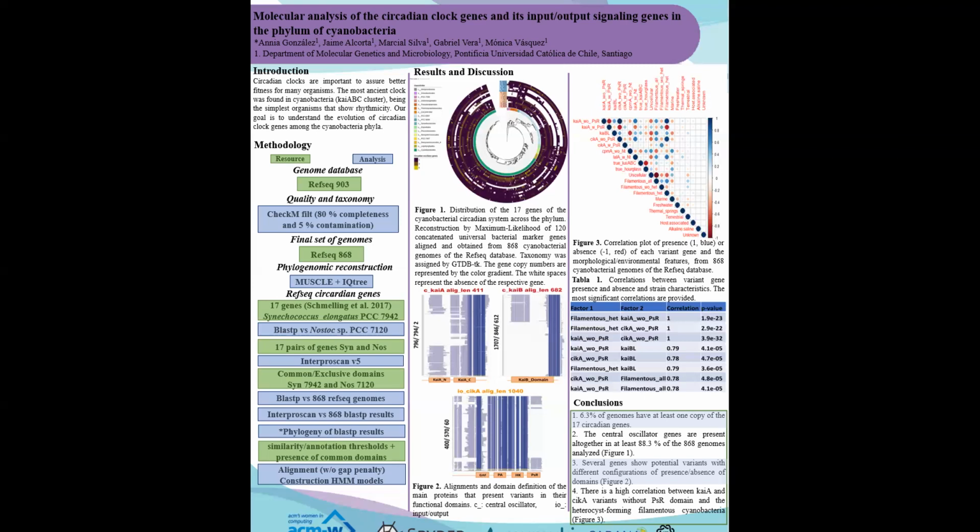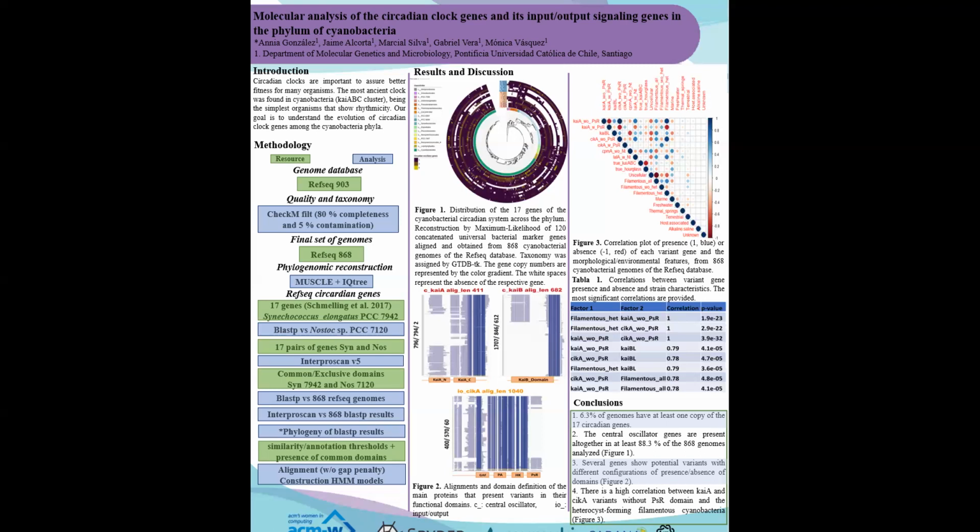Using the HMMER software, the models were used as search query against the RefSeq database. In Figure 1, we observe the phylogenomic tree of the 17 proteins of the cyanobacteria clock. In the central ring are the central oscillator proteins, followed by the input proteins and then the output proteins. As seen in Figure 1, the analysis showed that only 62 genomes have at least one copy of the 17 genes, and the 3 genes of the central oscillator are present together in at least 88% of the genomes analyzed.